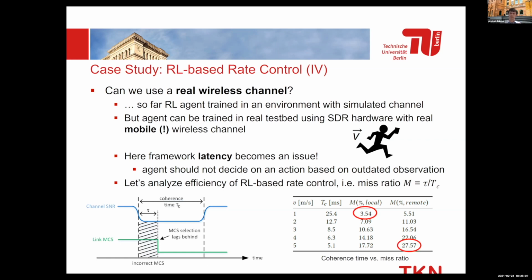You see here in the lower right table, if the mobile is moving at 5 meters per second, and we have a distributed setup, so the agent and GNU Radio are running on two different computers, then the problem is that in 27% of the cases, the agent will make a wrong decision because he makes it on outdated observation. So from the results I showed here, you have to be careful if you run it in a mobile channel, because here latency might become a problem.